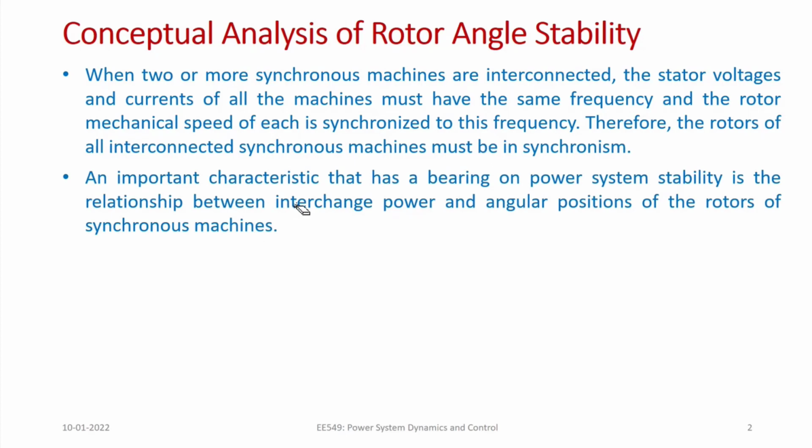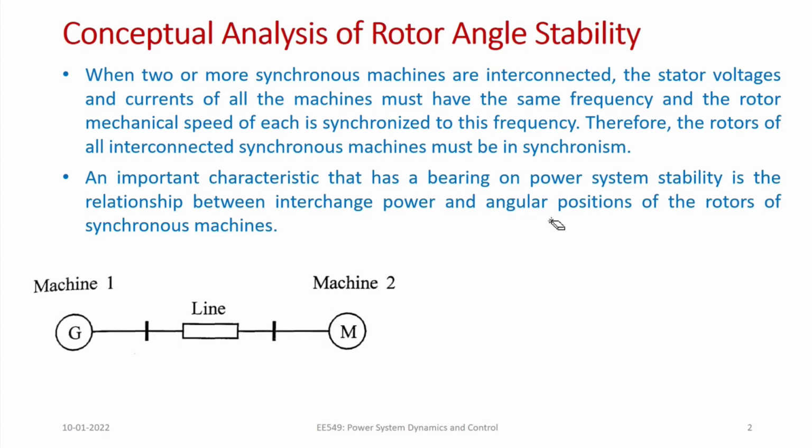An important characteristic that has a bearing on power system stability is the relationship between interchange power and angular positions of the rotors of the synchronous machine. So this is very important when we study power system stability. It's a very important characteristic when we study the interchange power, how it is behaving, whether it is oscillatory or whether it is diverging, right? And it will depend upon the angular positions of the rotors of the synchronous machine. So we'll see how it is.